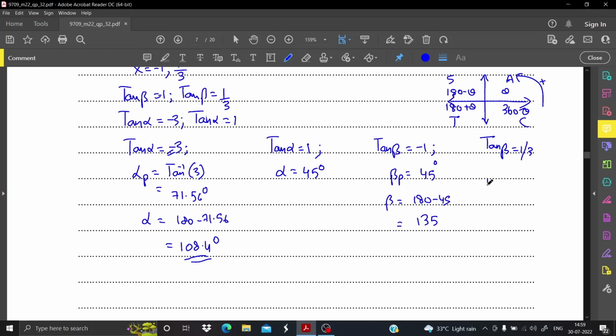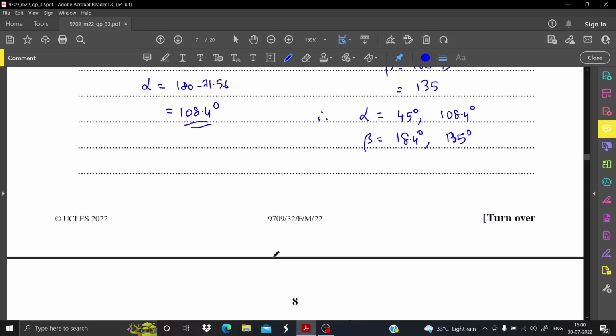So coming to beta here, tan inverse of 1 by 3 will give you 18.4 degrees. Therefore, you will write the final conclusion. Alpha is 45 degrees, 108.4 degrees. Beta is 18.4 degrees and 135 degrees. This is how you solve the question.